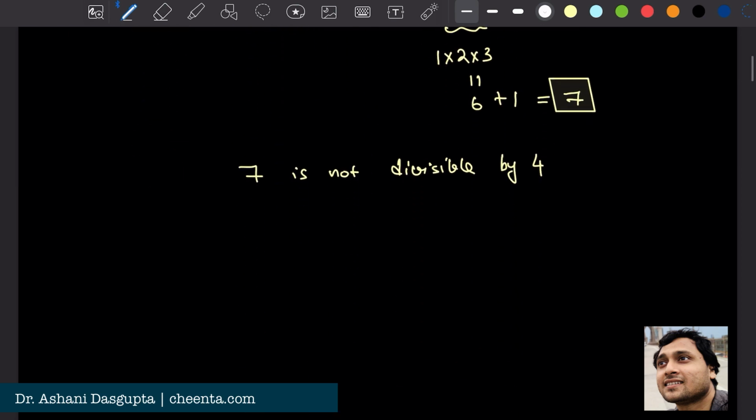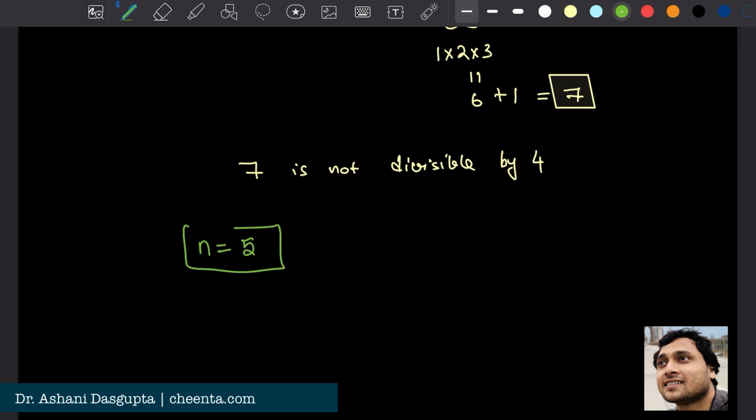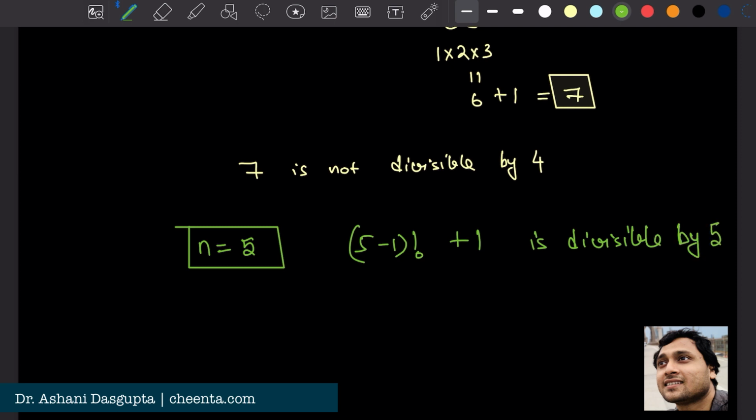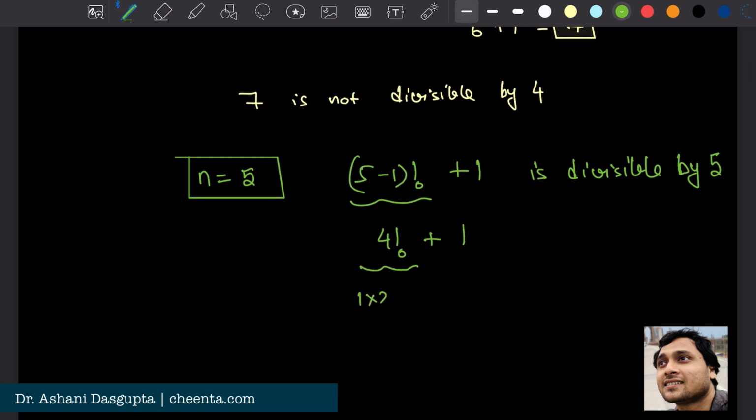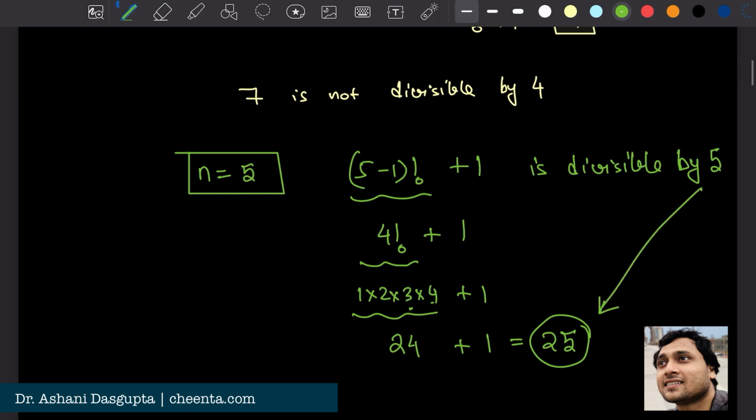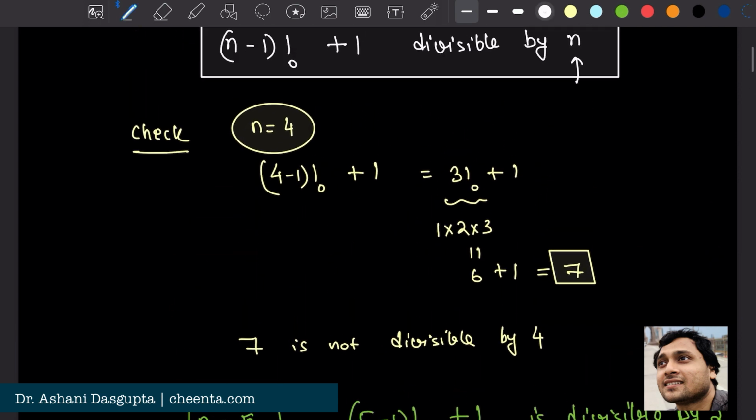Let's check if it works for n equals 5. So we want to check if 5 minus 1 factorial plus 1 is divisible by 5. So how can we check this? Well, let's calculate. So this is 4 factorial plus 1. What is 4 factorial? 4 factorial is 1 times 2 times 3 times 4, which is 4 times 3 is 12. 12 times 2 is 24. So plus 1 is 25. And indeed, 25 is divisible by 5. So yes, it works for n equal to 5. No, it did not work for n equal to 4.